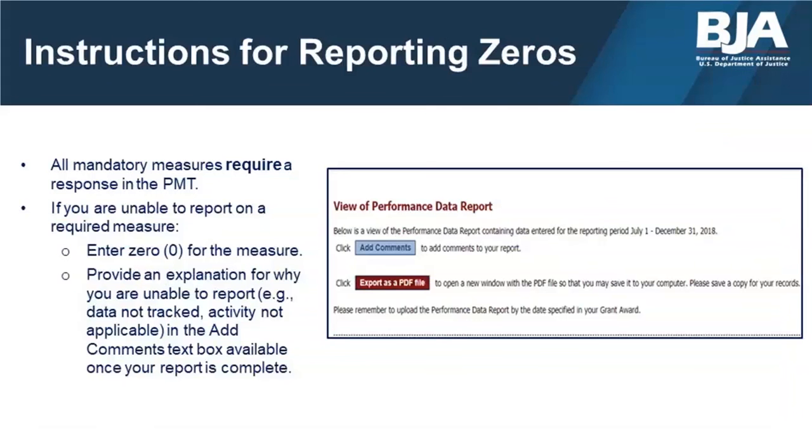Upon viewing your complete report, you can click the blue comments box. This will allow you to submit additional comments to explain why you are not able to provide data. A brief description such as, we are still in our planning period, or there was no activity during the reporting period, are sufficient responses. This information improves data quality by helping us understand the meaning of zeros reported in the system.